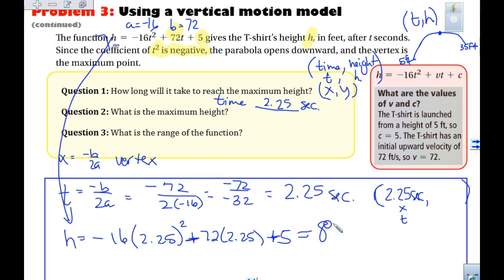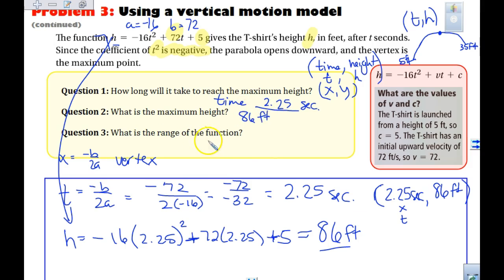Make sure you put it in your calculator. So this is 86, and that's 86 feet. It reached 86 feet in the air in 2.25 seconds, and then it came down. Make sure that in your calculator it's negative 16 times 2.25 squared plus 72 times 2.25 plus the 5. That gives us our 86, and in this case, that's our feet. So the maximum height is 86 feet.